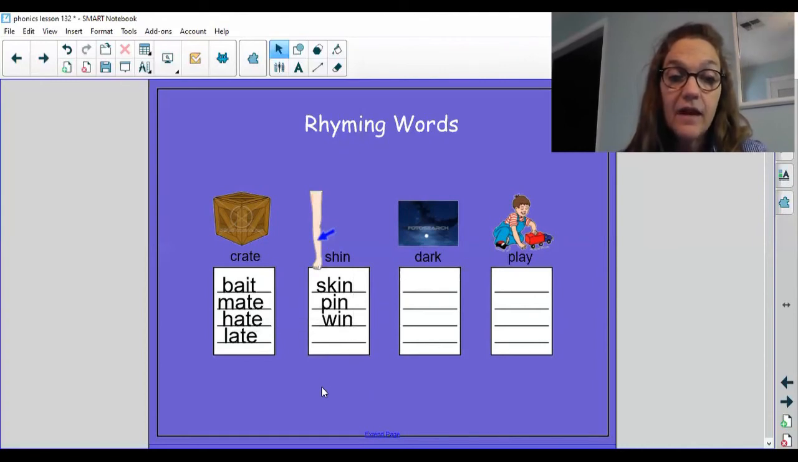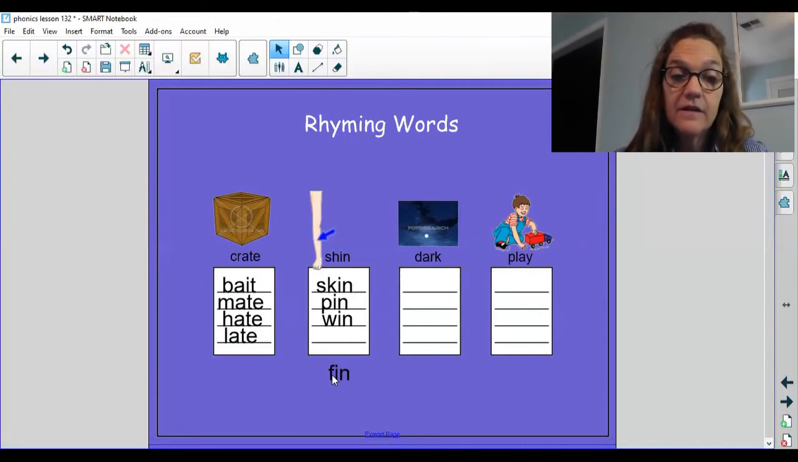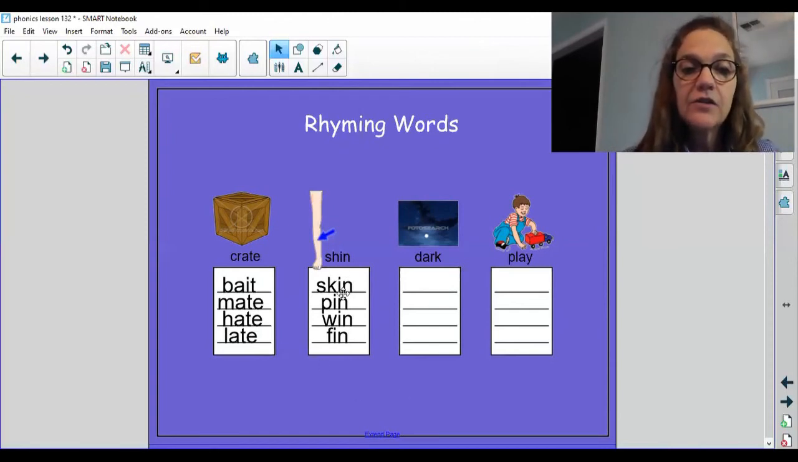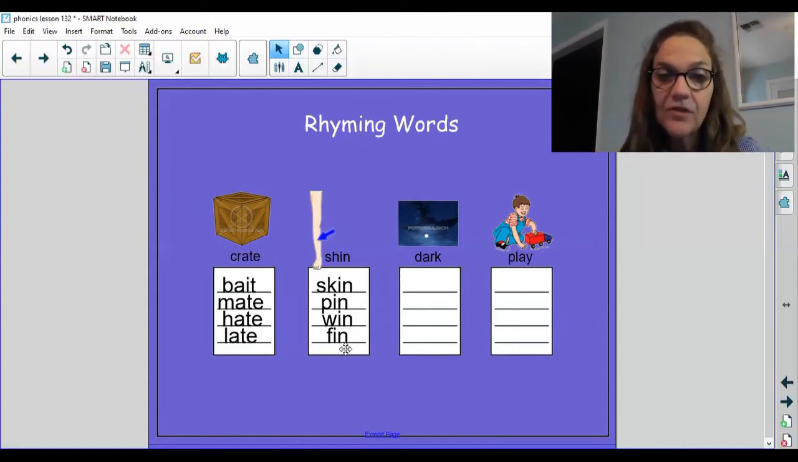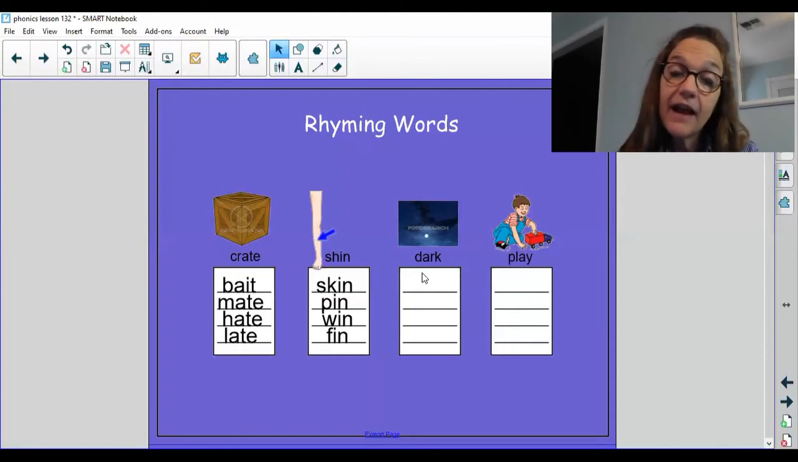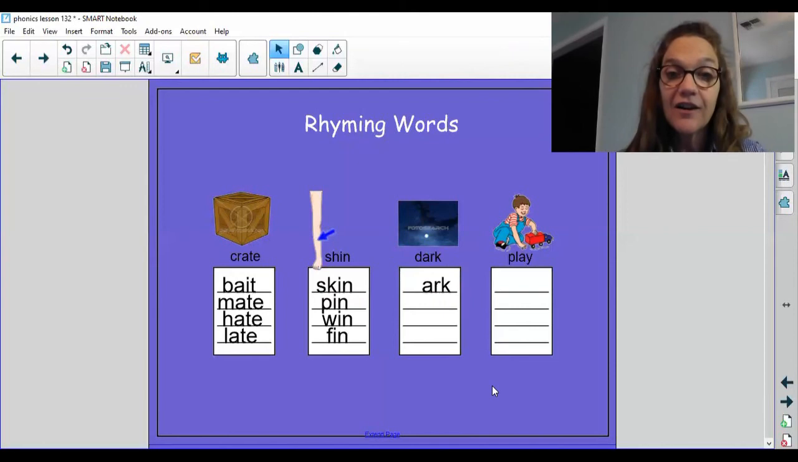Win. And what about fin? That fish has a really big dorsal fin. Fin. Shin, skin, pin, win, fin. They all end with the same sound. Okay? Dark. We want these words to end with ark. And in fact, we could even use the word ark, like Noah's Ark. Okay? Let's think of some other words.